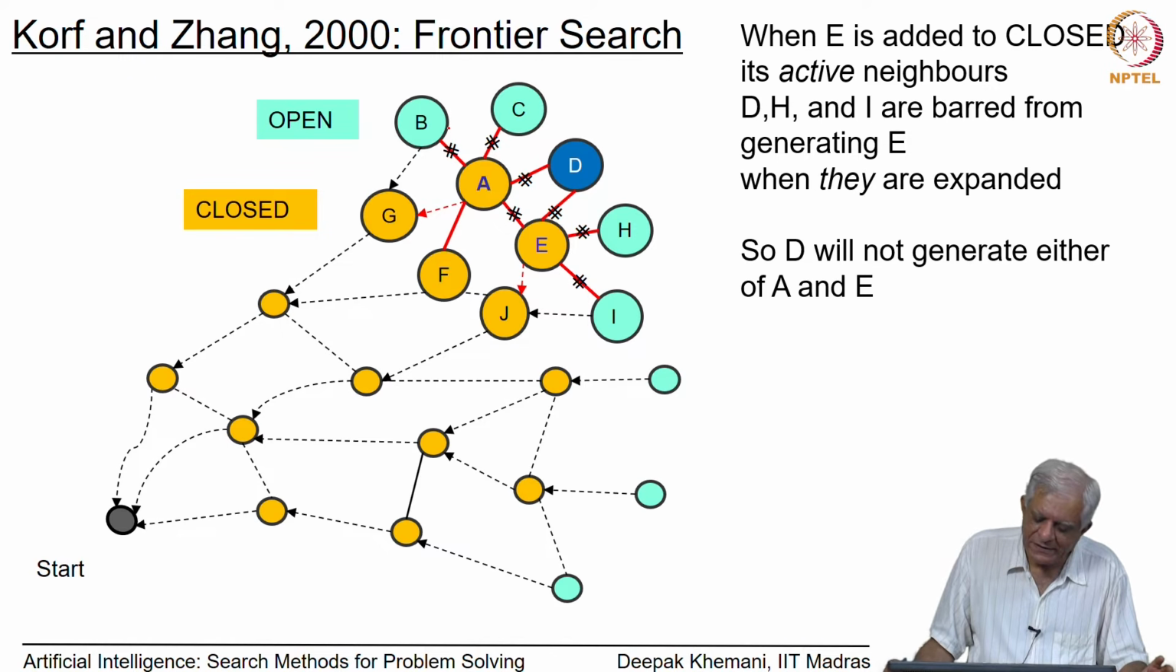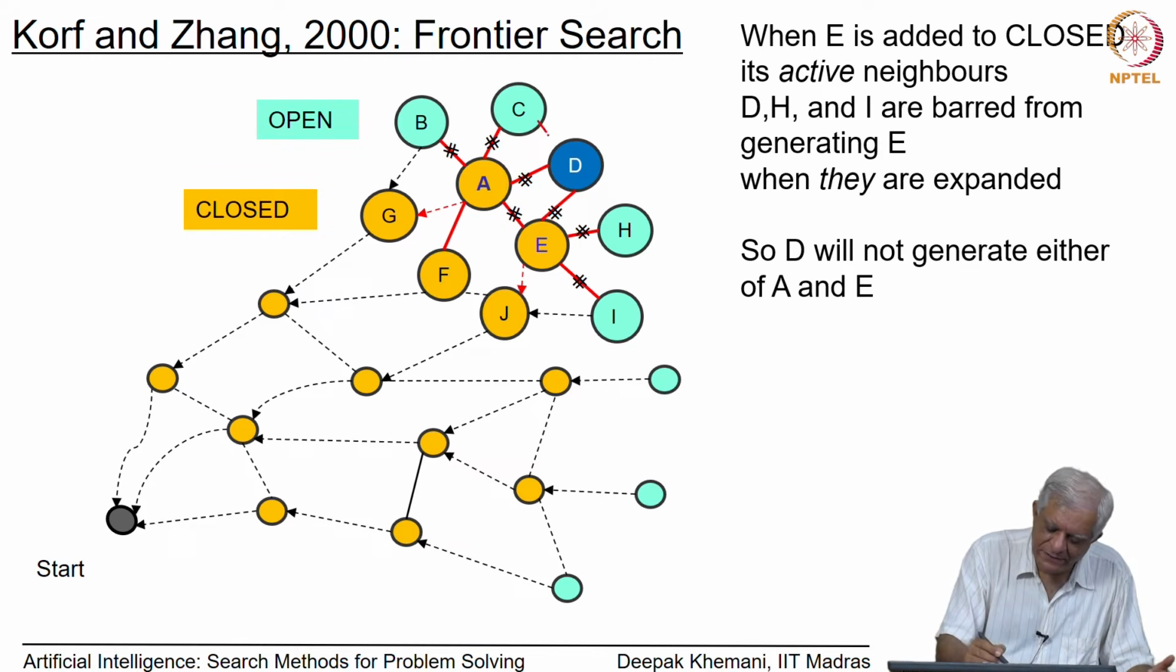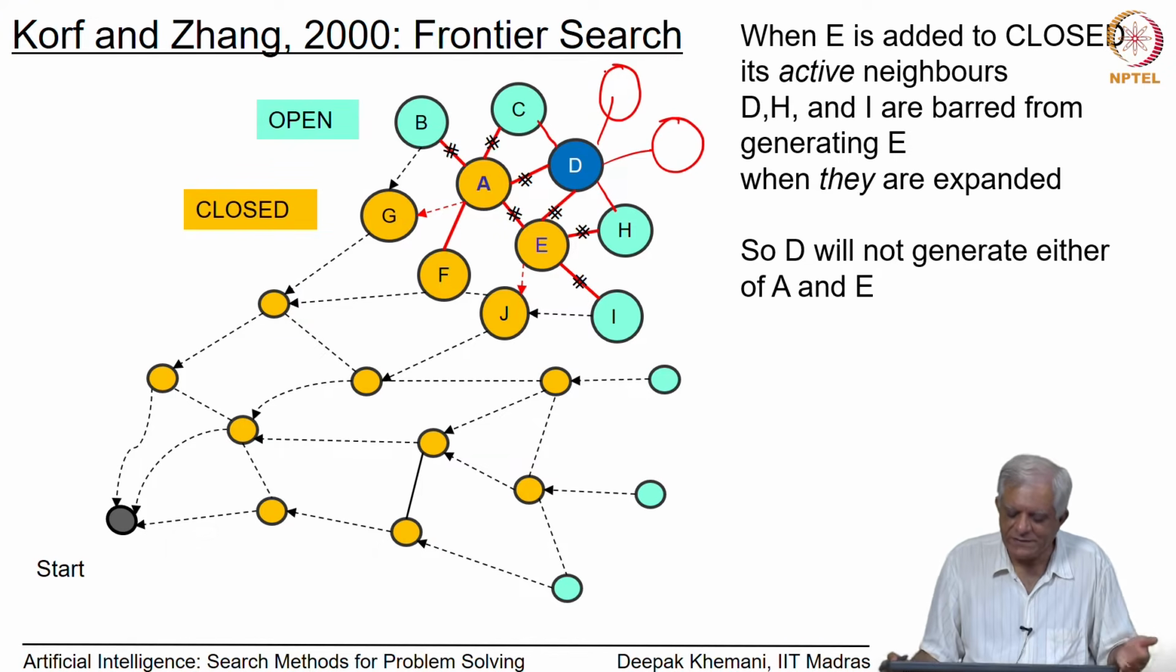Now, notice that both A and E are on the barred list for the node D, which presumably is about to be expanded next. So, when you expand node D, it will not generate A and E. It may generate, if there is an edge, the node C. It may generate H if there is an edge to that. It may generate some new nodes as before, and then the same process will repeat essentially.